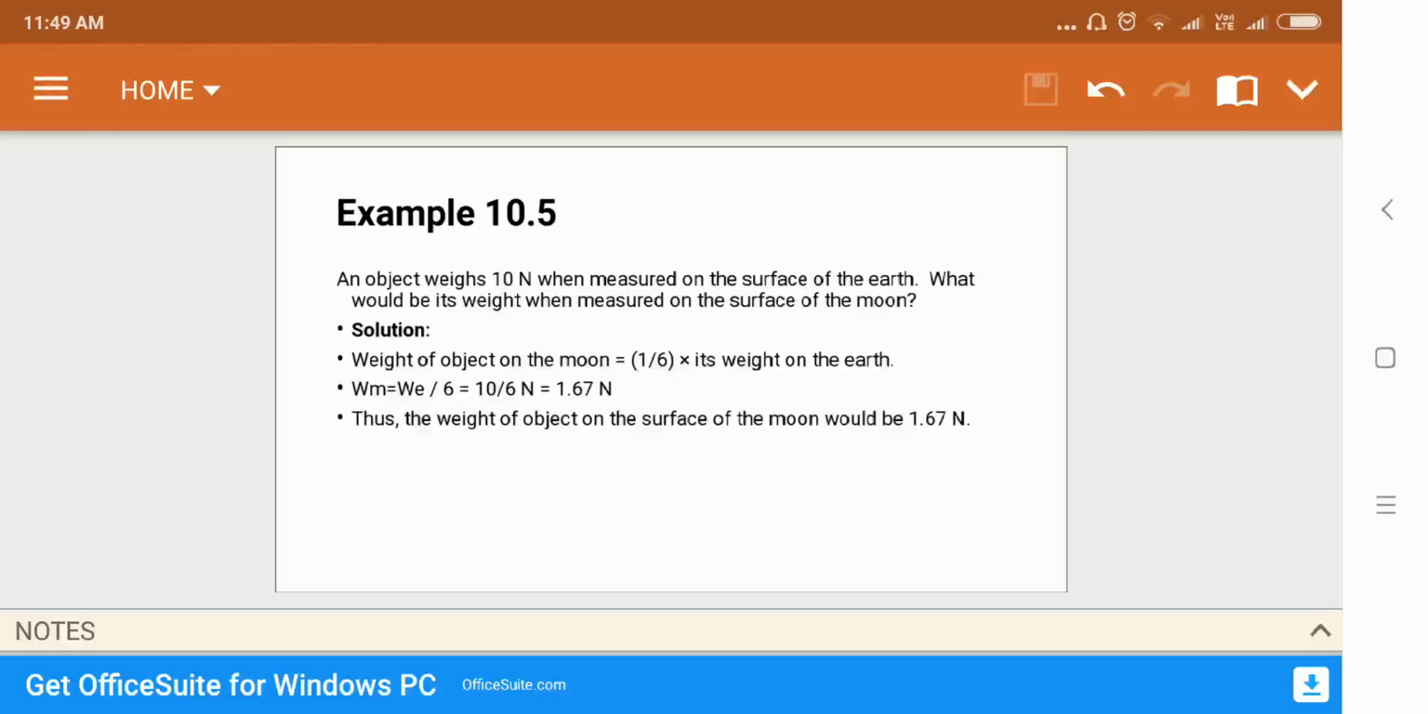In the previous session, at the end, we determined the equation that the weight of the object on the moon is 1/6 times the weight of the object on earth. That is Wm equals We by 6. We is given as 10 Newton, so 10/6 Newton equals 1.67 Newton. So we can say that the weight of the object on the surface of the moon is 1.67 Newton, which is very less than the weight of the object on earth.